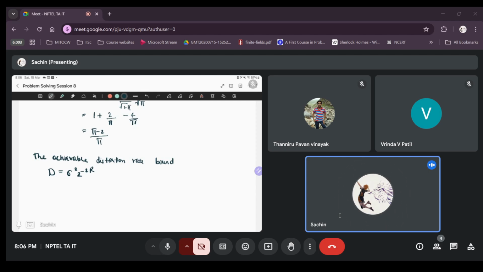Now they have given sigma square is 1 and rate is 1, so d is 1 into 2 power minus 2, which is 1 over 4. So that's the achievable distortion.